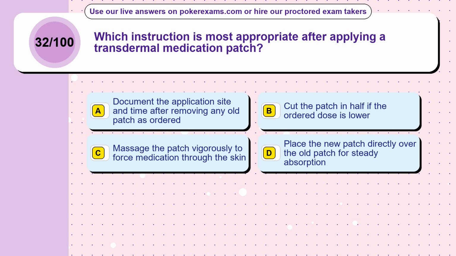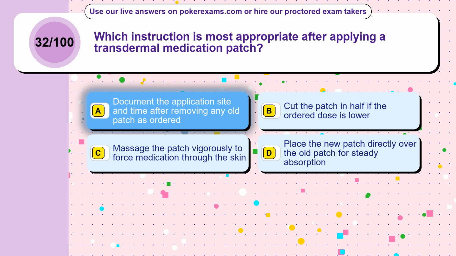Question 32. Which instruction is most appropriate after applying a transdermal medication patch? Option A. Document the application site and time after removing any old patches ordered. Option B. Cut the patch in half if the ordered dose is lower. Option C. Massage the patch vigorously to force medication through the skin. Option D. Place the new patch directly over the old patch for steady absorption. The correct answer is option A.